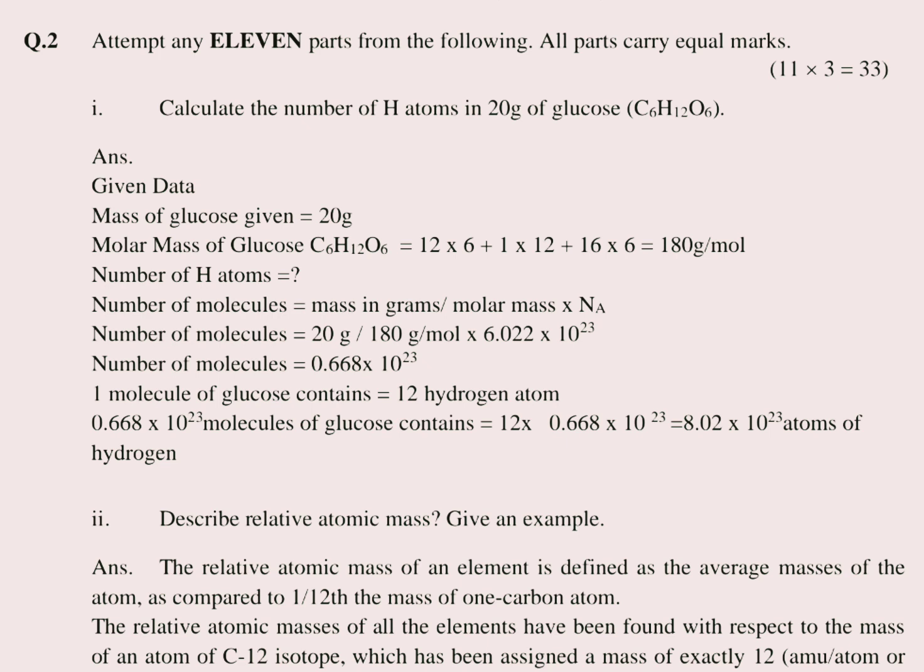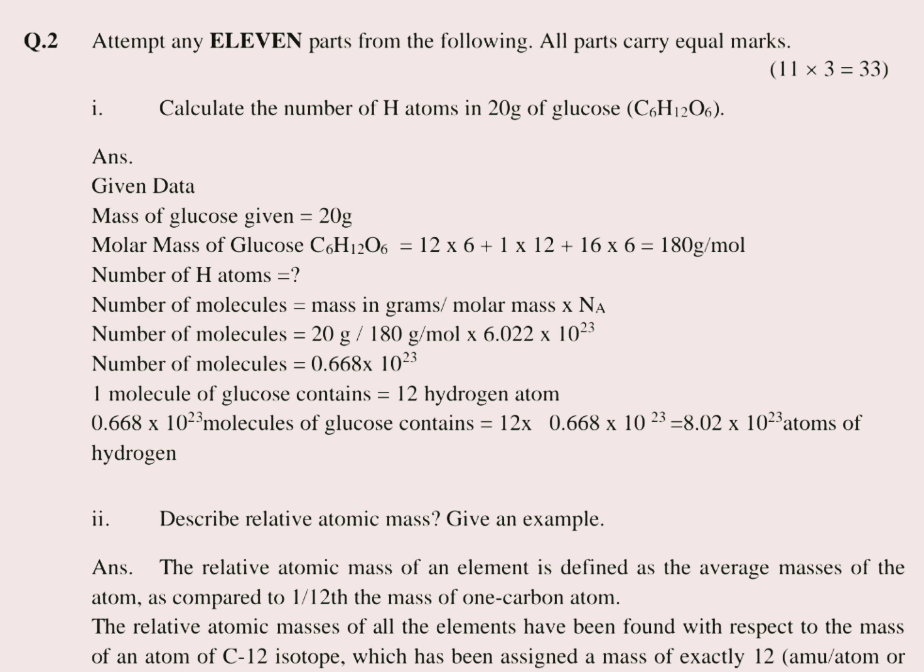Number of molecules is equal to mass divided by molar mass into Avogadro's number. Put the values, cancel out all the stuff which can be canceled, and you get the result, which is 0.668 into 10 to the 23. Now you have to check the ratio. One molecule of glucose means 12 hydrogen atoms, and if you have 0.668 into 10 to the 23 molecules of glucose, then you just need to multiply it with 12. You will get your answer.